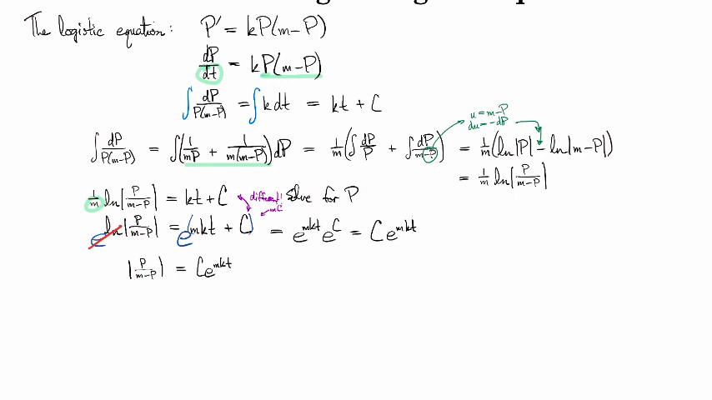And then that means that P over M minus P is plus or minus C, which is now going to be my new C. So this is just updating my constant. Now I need to solve this expression for P, and I end up with, isolating for P, P equals M over 1 plus C e to the minus Mkt. And that is my solution.